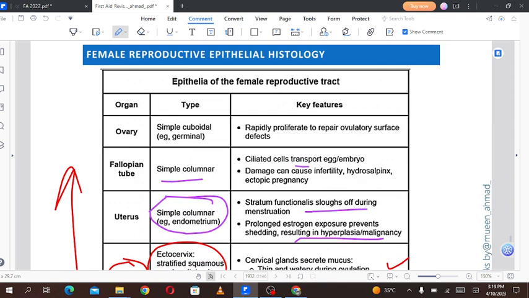Ciliated cells transport the egg and embryo. Damage can cause infertility, hydrosalpinx, and ectopic pregnancy. And then we have the ovary, which contains simple cuboidal epithelium. Let's make it yellow.